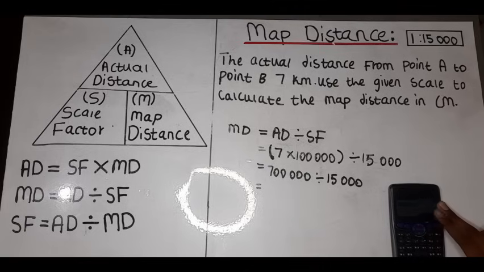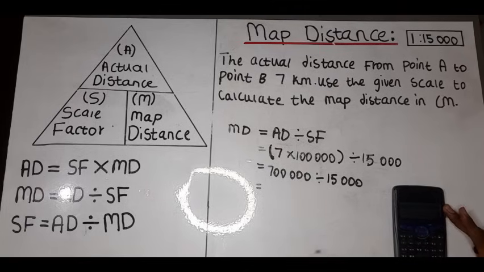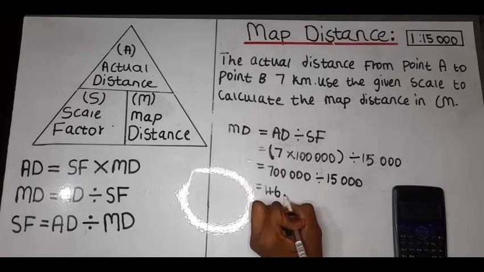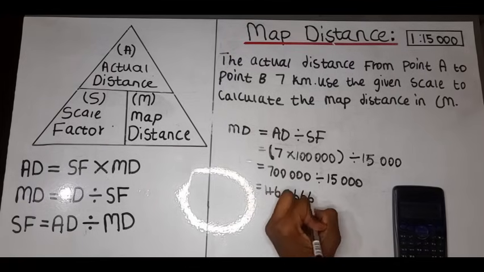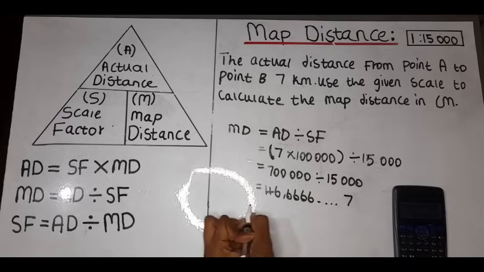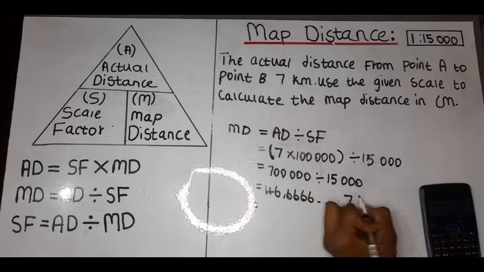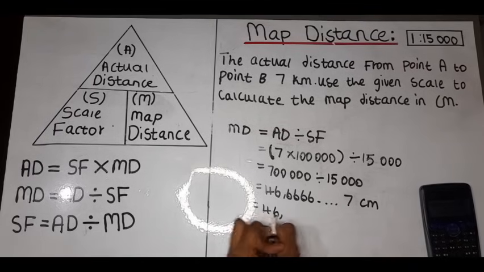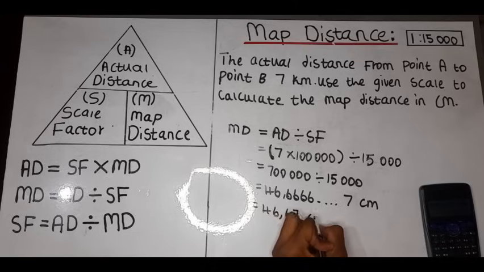700,000 divided by 15,000. So that gives us 46.66666, right? So this means that, remember, it's in centimeters, so our map distance will be 46.67 centimeters. So this is our final answer, right?